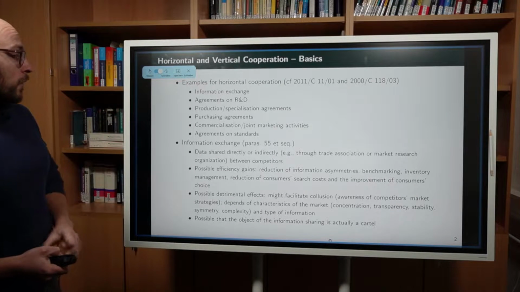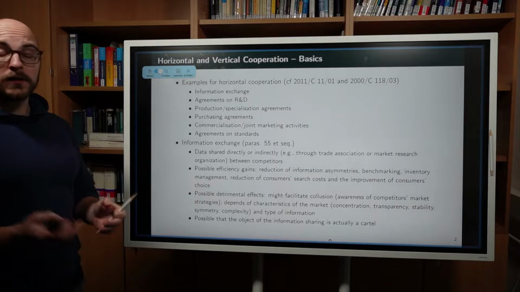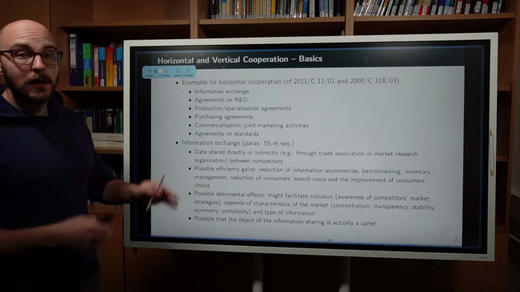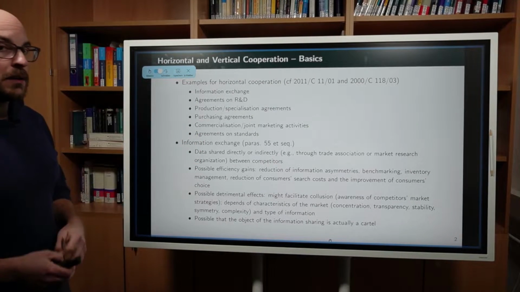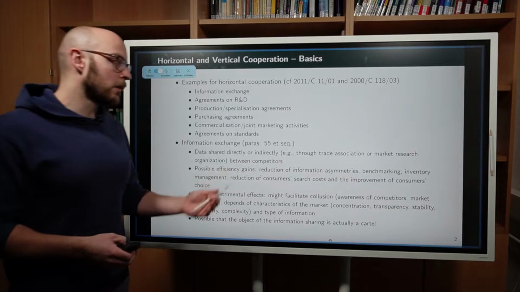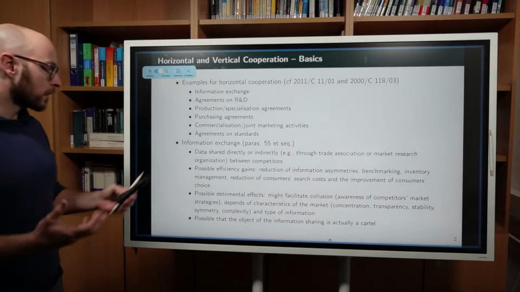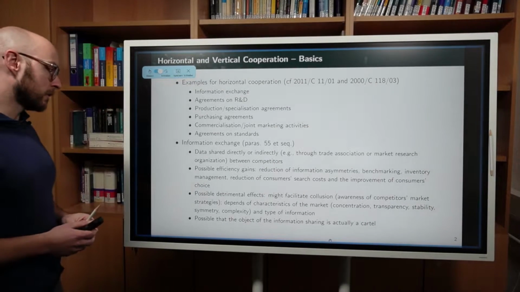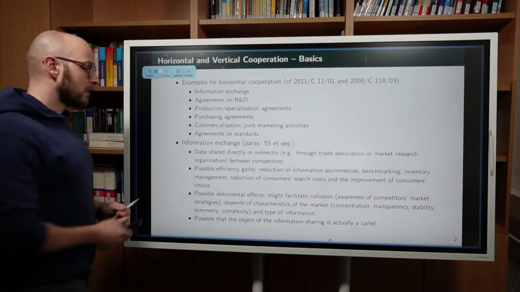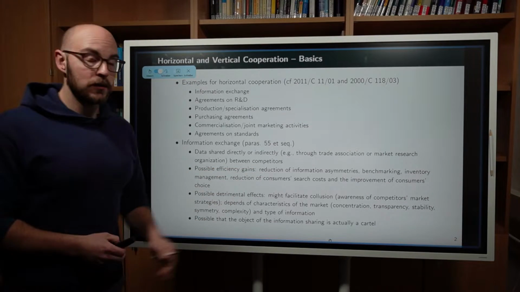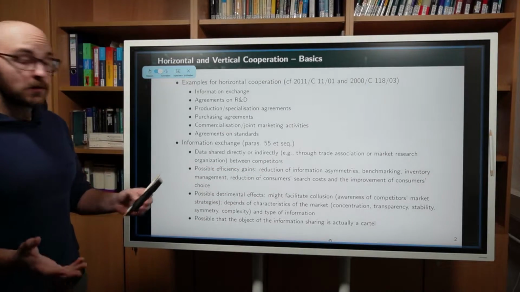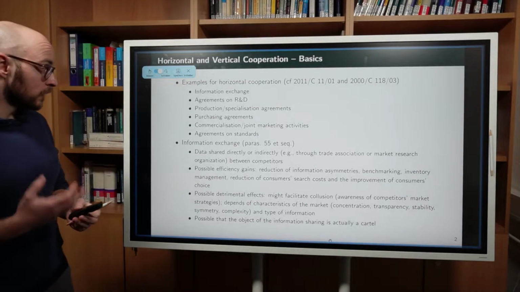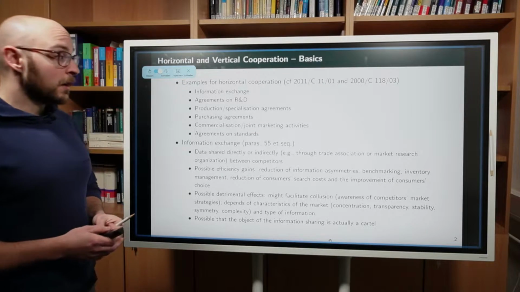So let us first talk about information exchange. What does it mean? Well, basically it means that competitors share data or information directly or indirectly. Indirectly means that they use a trade association or a market research organization as a sort of channel to exchange information. There are potential efficiency gains here. We can reduce information asymmetries. For instance, if insurance companies share information on their insured.